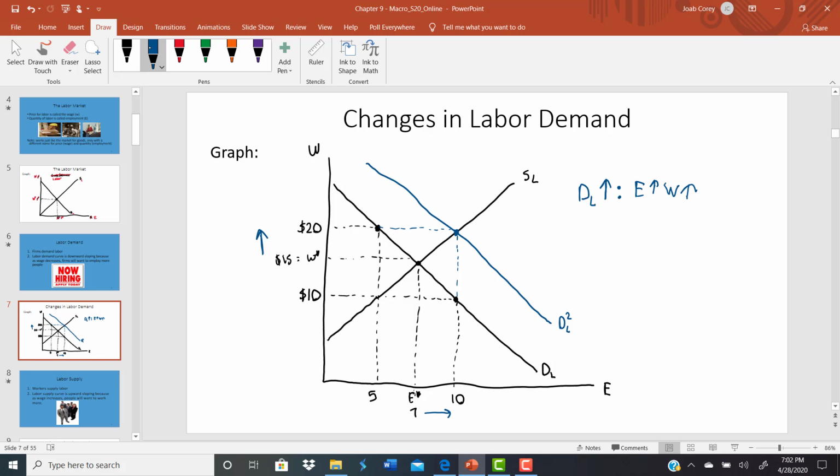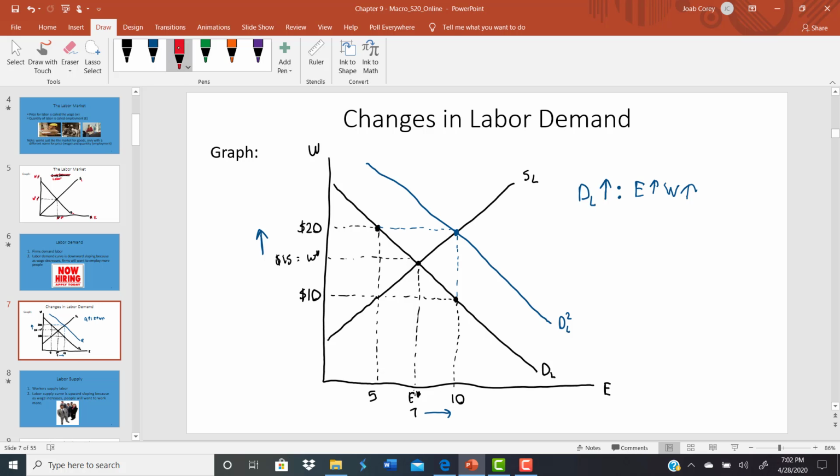If we're more eager to hire people, then you have more people employed, and we're willing to pay them higher wages. Again, we just have a different name for our quantity and price now. We call it employment and wage, but they both still move in the same direction as demand. When demand goes up, they both go up.